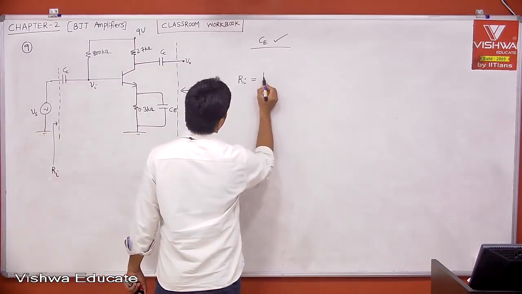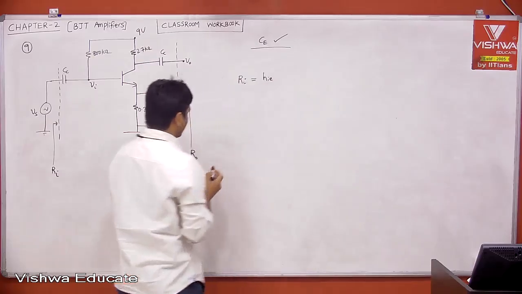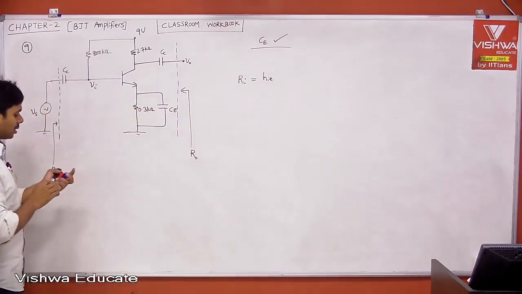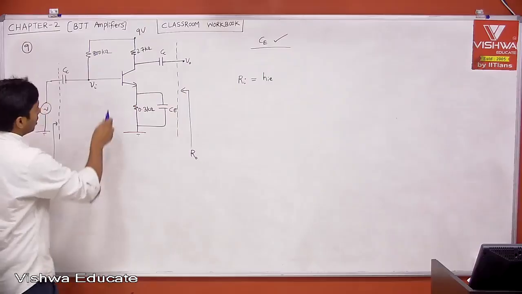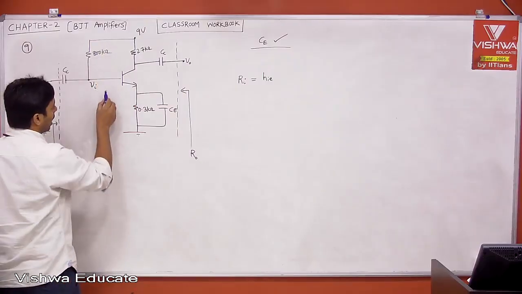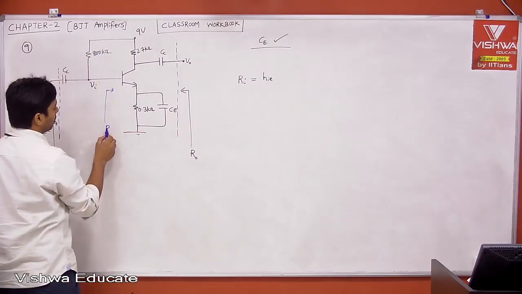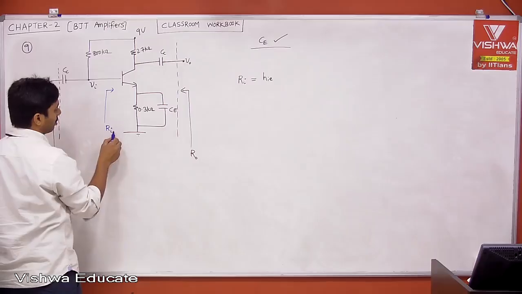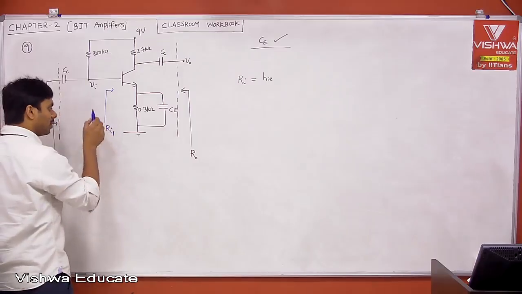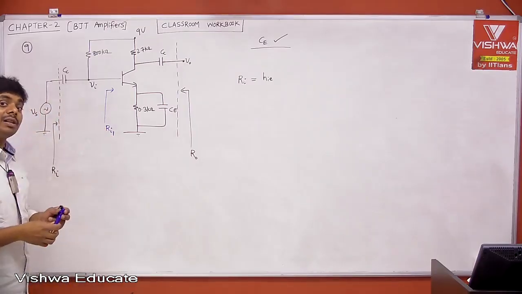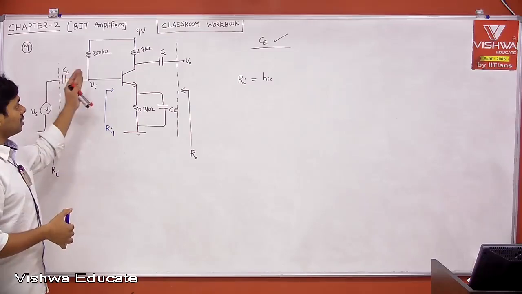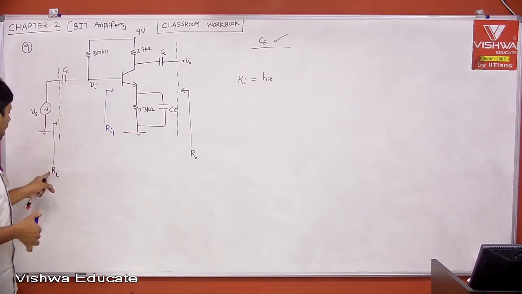Ri is equal to HIE. Very important point: Ri, that is with respect to the transistor. Therefore, whatever we calculated from the input impedance definition, let us say this is your Ri1. This is what we calculated from your transistor amplifier. But what is Ri?